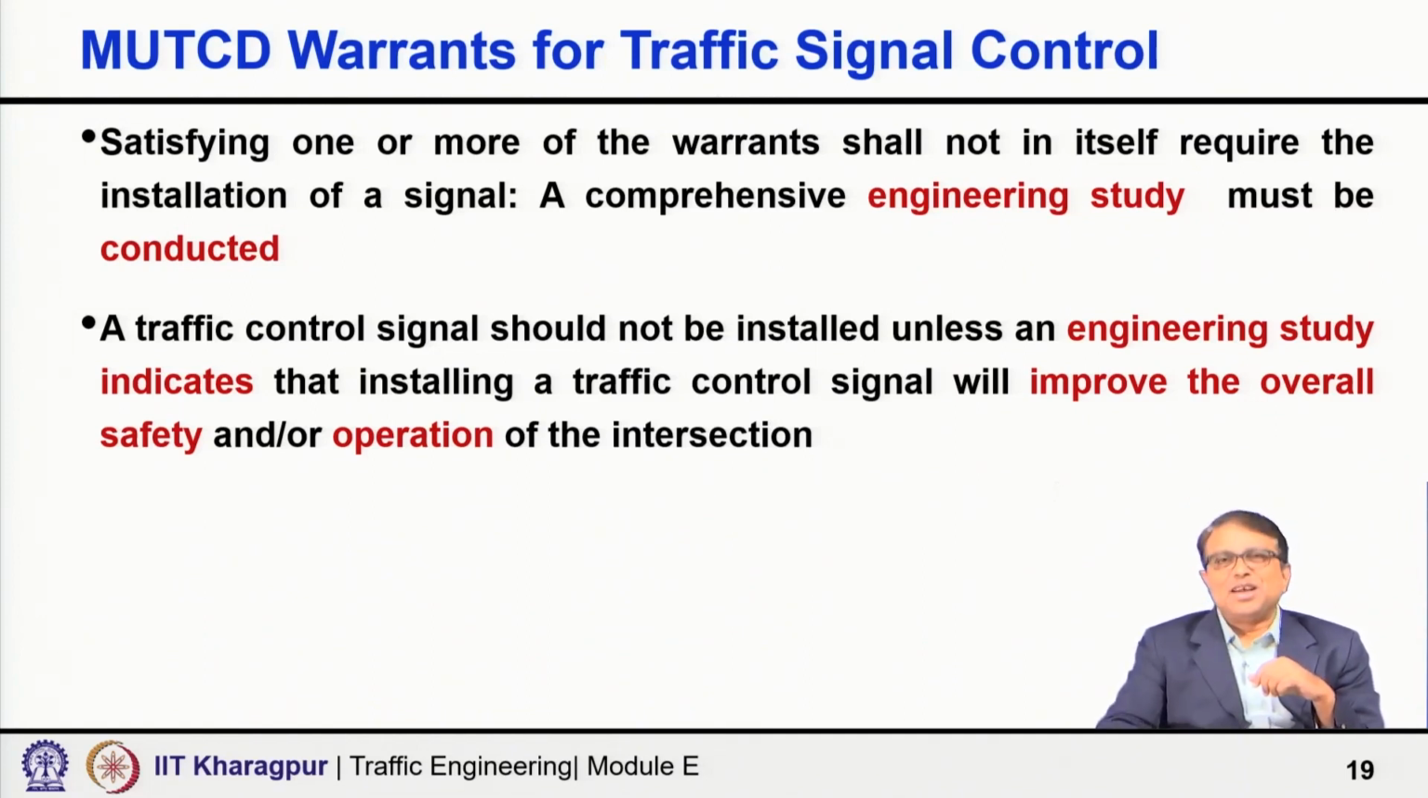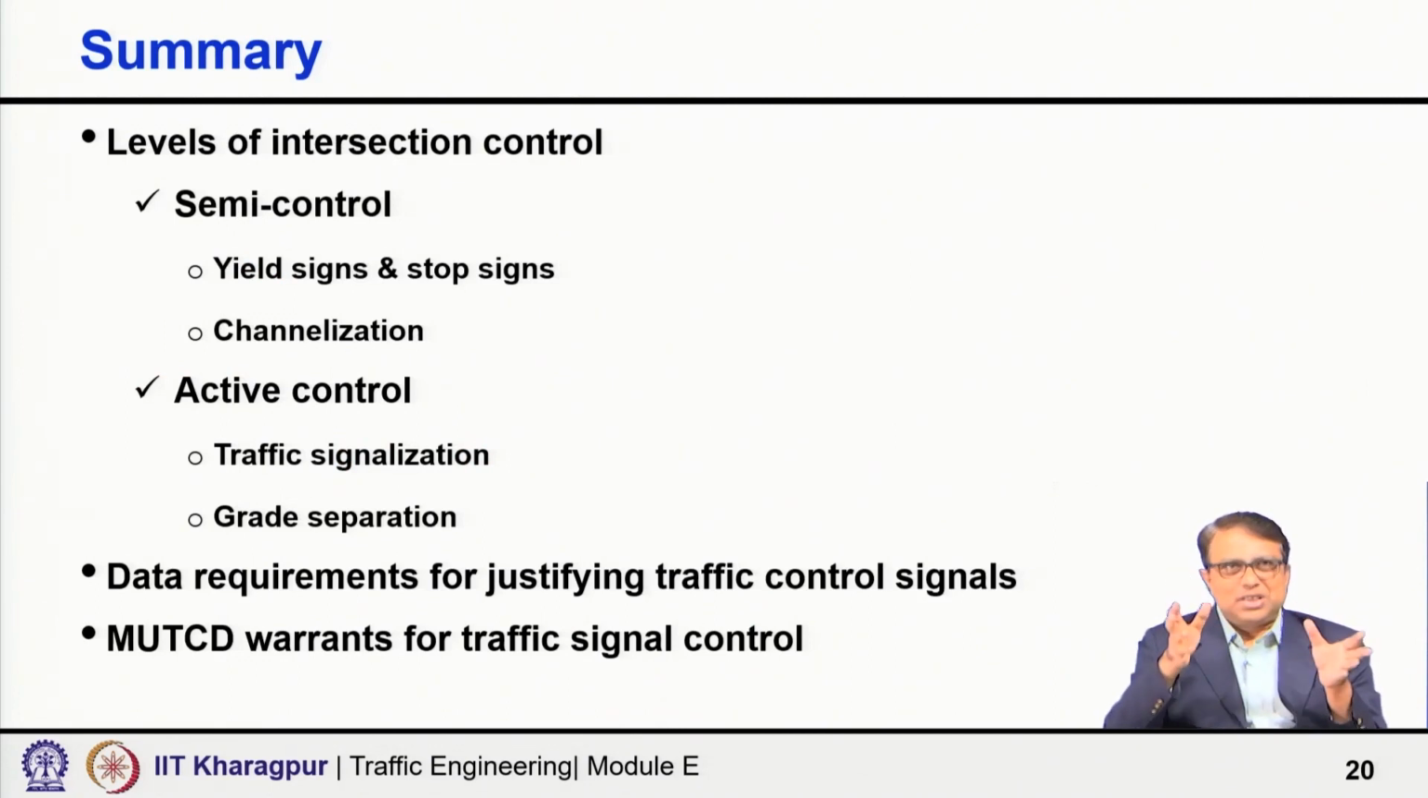So, with this I close. What we discussed today is semi control, level 2 control, and also the active control. So, all 3 levels of control we discussed, and then we briefly discussed the various data requirements and different studies which are useful for checking the warrants given by MUTCD. In the next lecture, I shall discuss the MUTCD warrants in further detail.